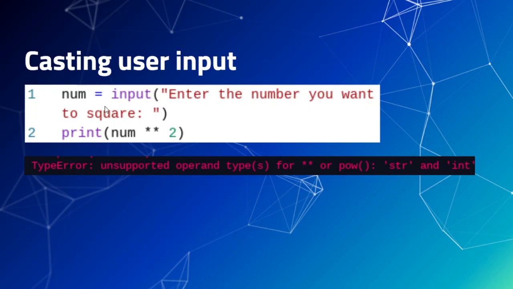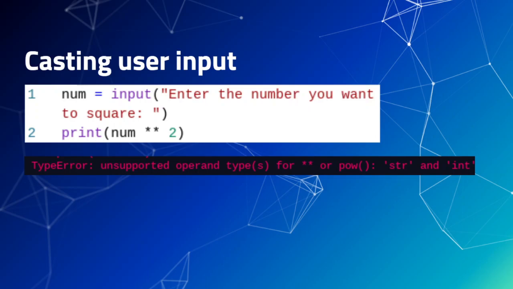If we weren't going to use typecasting, this is what would happen. We would have num, where we're asking the user to enter a number, and then we are going to square the number. If we try to square the number, we get this type error. It basically tells us that we can't square a string and an int. The reason is that num, which is a user input, is a string. So num here is a string, and we're trying to square it. Just a quick reminder, the double asterisk means raised to, which is just exponents or repeated multiplication.